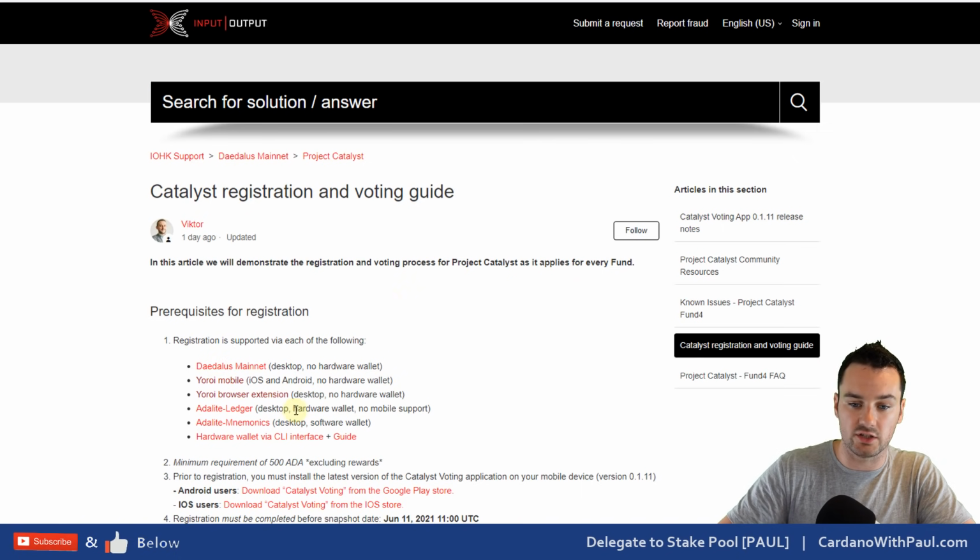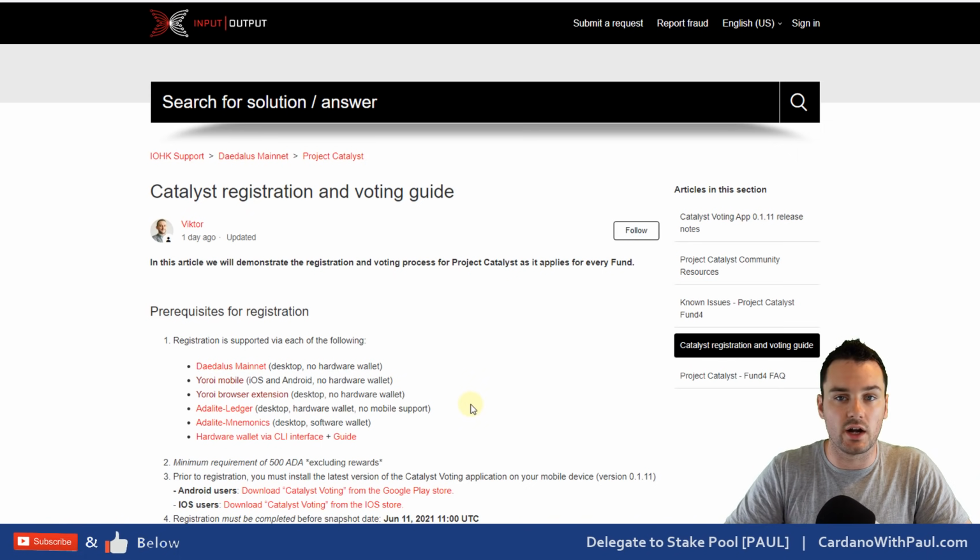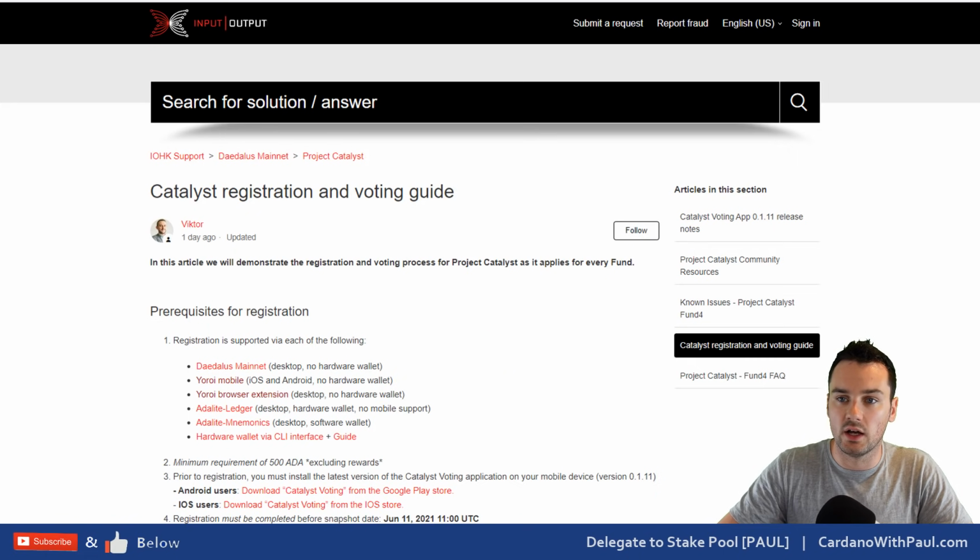One big change this time is hardware wallet support is now enabled, and that is done through ADA Lite. So ADA Lite is a wallet for Cardano as well. They do a lot of really great work for SPOs and on the hardware wallet side. So if you're using a hardware wallet, then ADA Lite is a good option for a wallet as well.